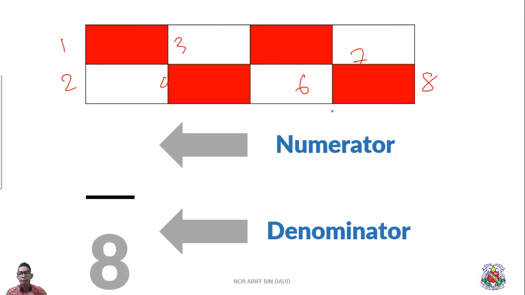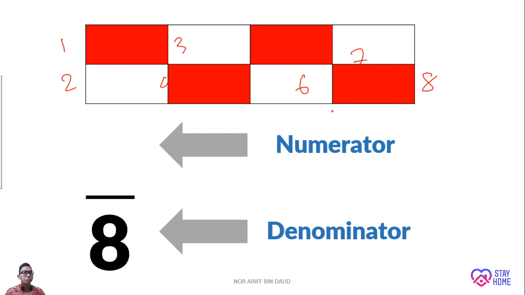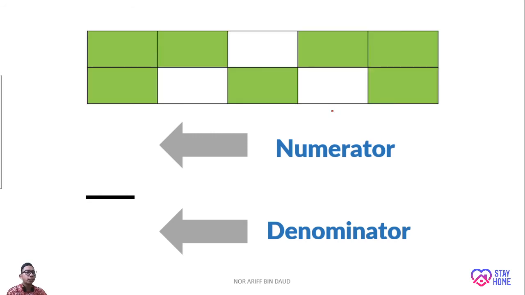So the denominator must be 8. The numerator is the red color. So how many parts of the numerator? The numerator will be 4. It's very simple.